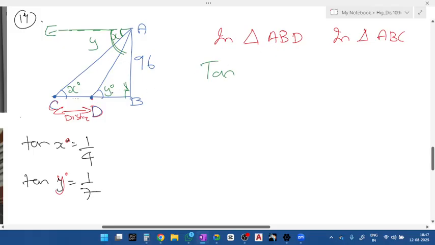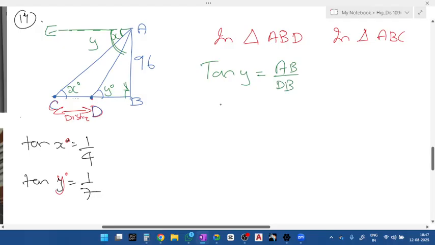Triangle ABD, what is given? Y. So tan Y is already given; you have to write tan Y is given. So what's the formula for tan? Perpendicular by what? AB by DB. Correct. Shall I solve this?